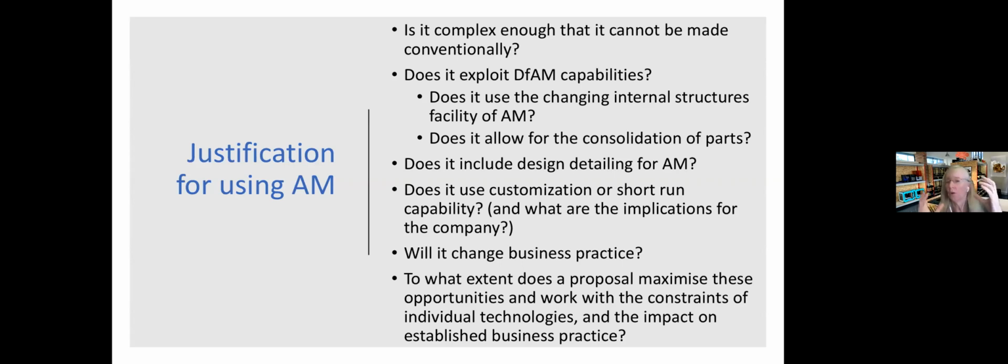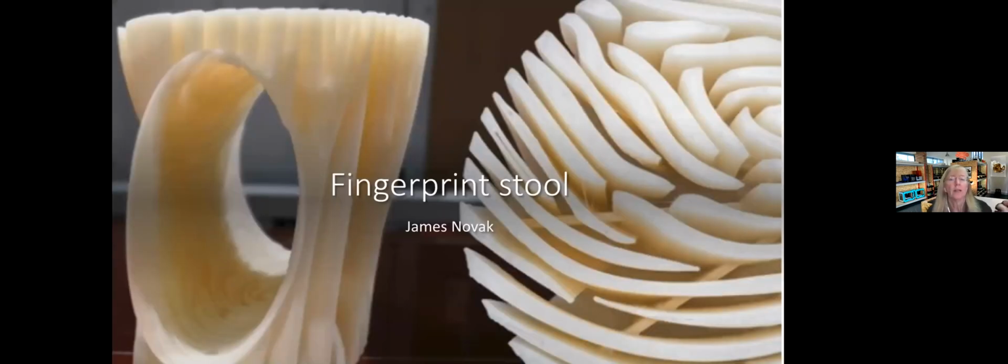So moving on, there's many more characteristics, but those are some of the key ones. If you think about customization or short run, the biggest advantage of additive manufacturing, we all know the hearing aid example, is that you can customize each print. And there's a lovely example here, James Novak, who's a postdoc who works with me. This is a fingerprint stool that he did, based on a fingerprint of his ring finger and his wife's ring finger. And the two are merged to create this stool. So it's completely bespoke to James.